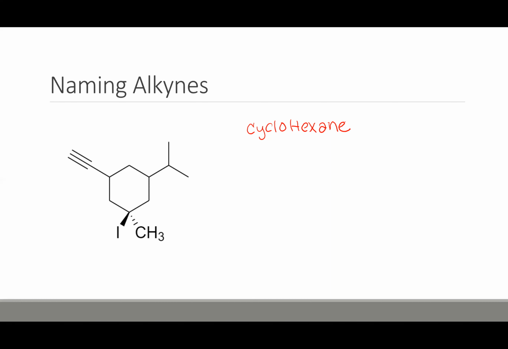Now, let's look at the substituents on the cyclohexane attached to it. So far, we have this iodine group, which gets the iodo name. We have a methyl group. This group right here is one of those special groups I mentioned at the beginning and told you to memorize. It is an isopropyl group.